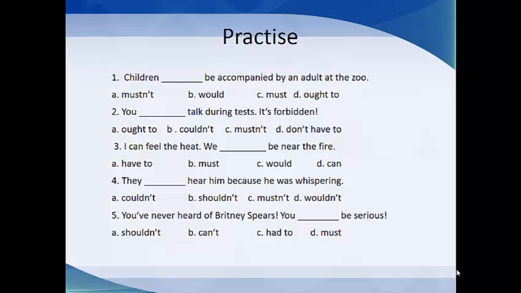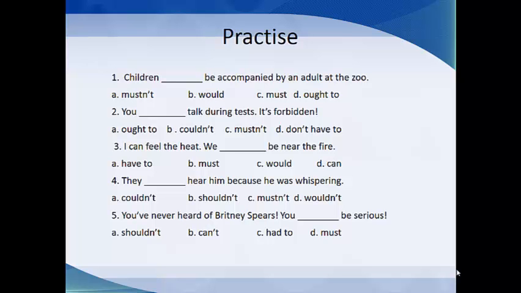Number 3. I can feel the heat. We, blank, be near the fire. Have to, must, would, can. I can feel the heat. We must be near the fire. It's assumption.